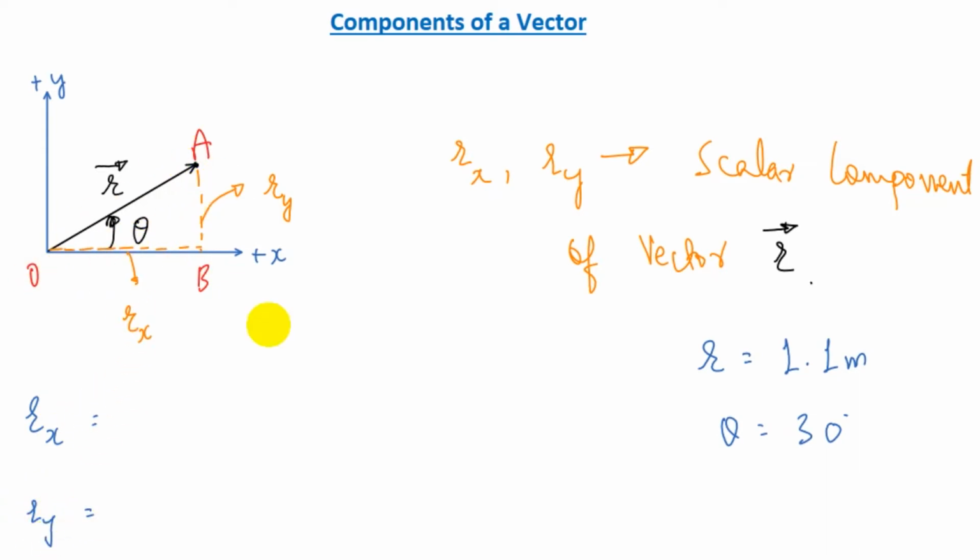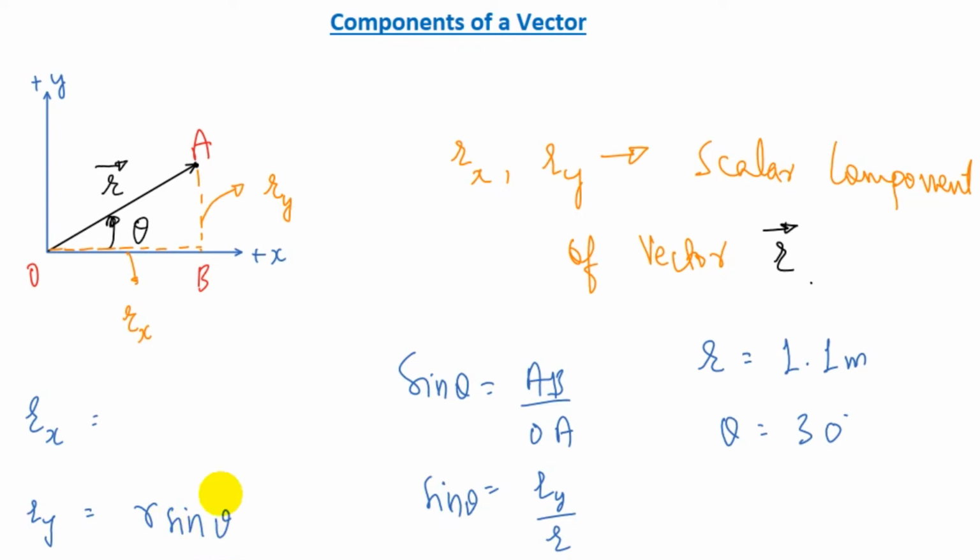Now from this right angle triangle we can say that sine theta equals AB over OA. Now what is AB? AB is ry, and OA is the magnitude of the r vector, which is r. So ry over r equals sine theta. From here we can write that ry is r sine theta, and similarly rx would be r cosine theta.